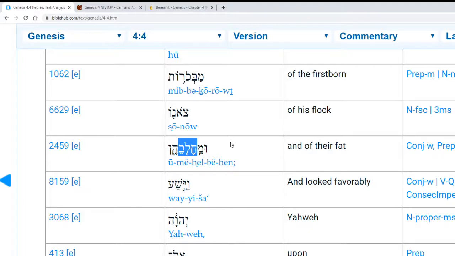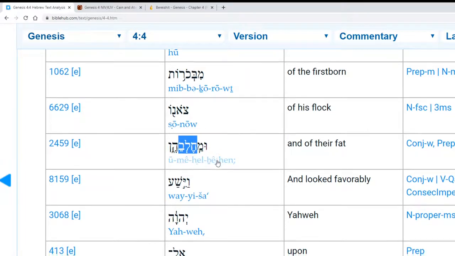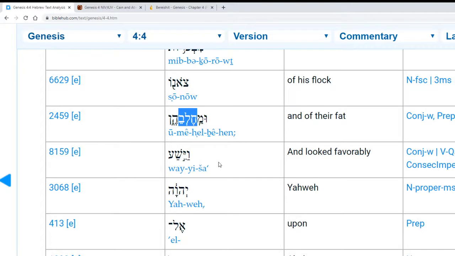It means fat. It can also mean dairy, right? So chalav is milk. Chalev is fat. Chalav is milk, or it can even mean to milk something, to milk a cow. So you can use the concordance there, but the root is pretty clear. It's het, lamed, bet.